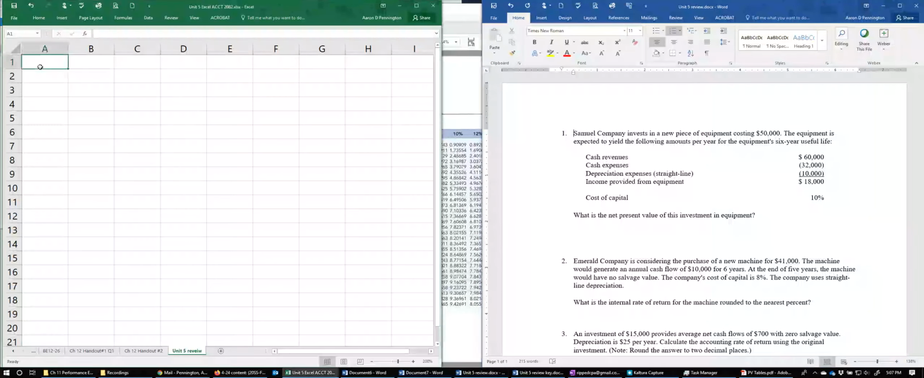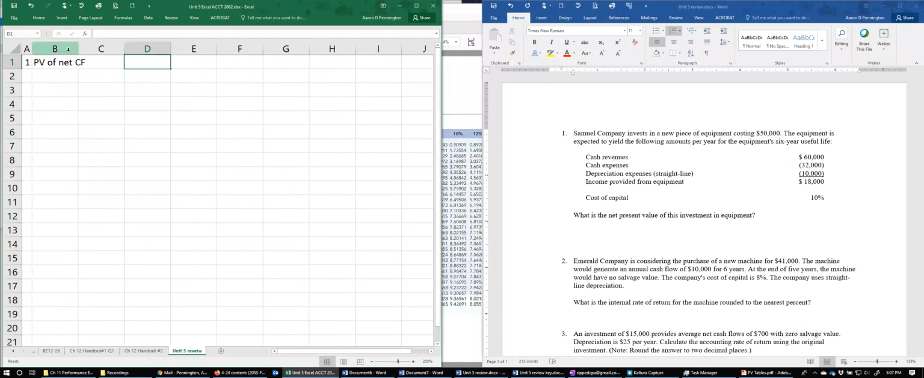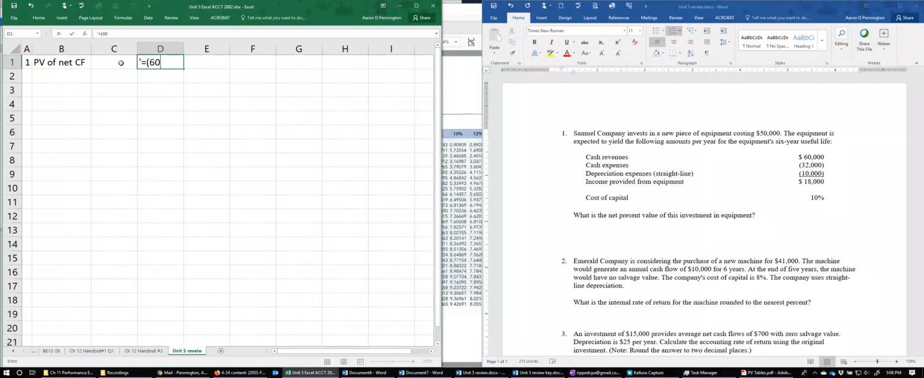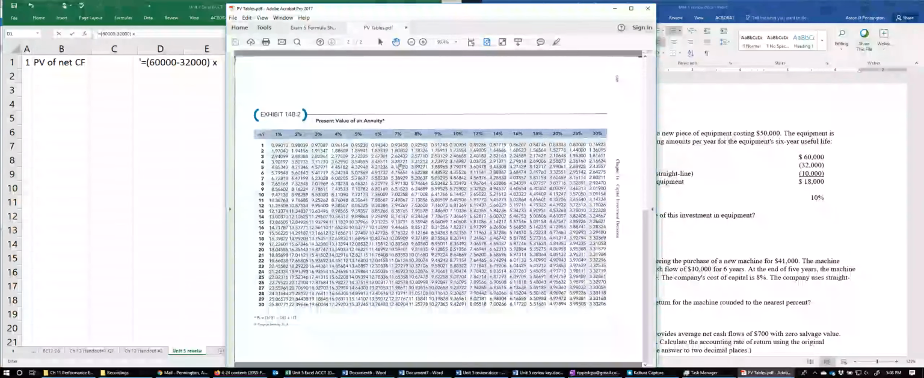Present value of net cash flows is revenue less the expenses times our factor, which we identified as 4.35526.